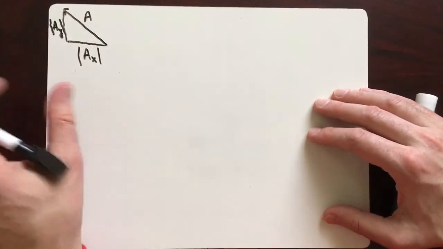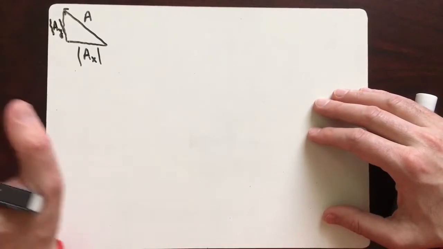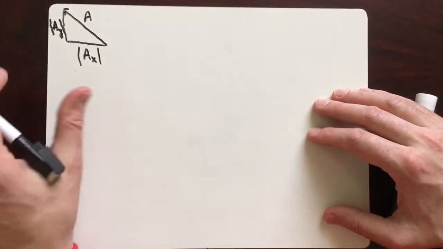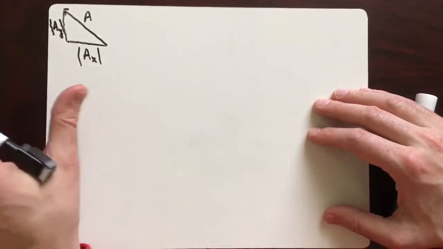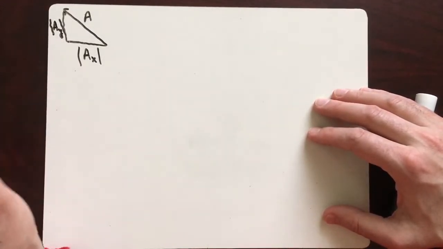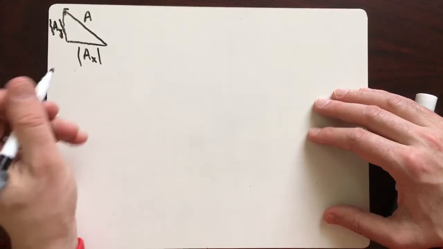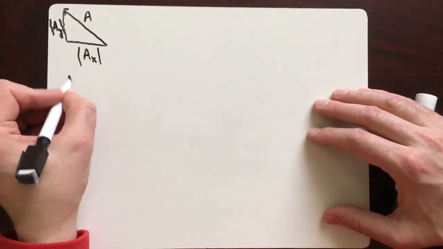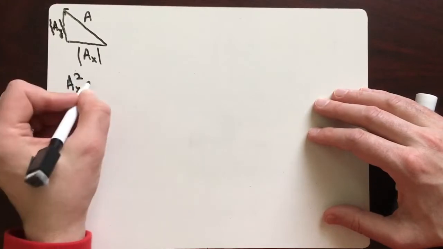Now, I said you could draw this for any vector. I should be careful. You can't do this for axis vectors, but there's only 4 axis vectors, so that's not a big deal. But anything that's not an axis vector, which is the vast majority of all vectors, can be drawn in this fashion. We immediately have the Pythagorean theorem, because it's a right triangle.